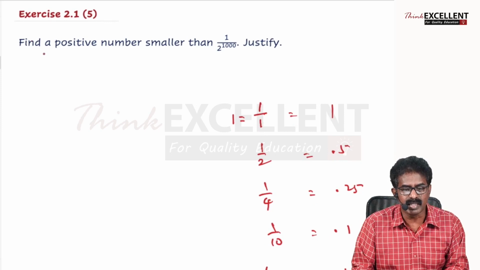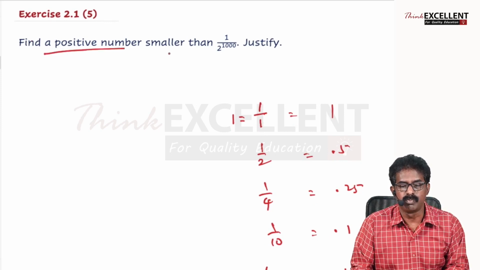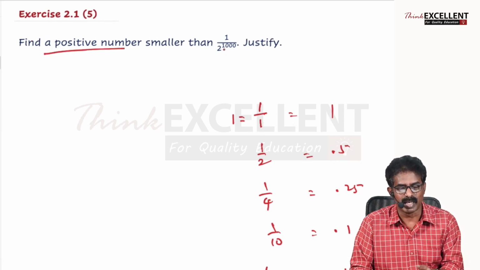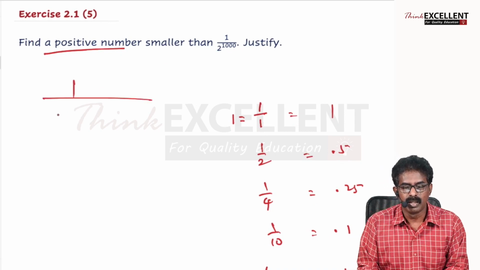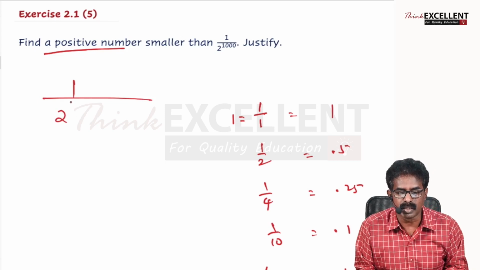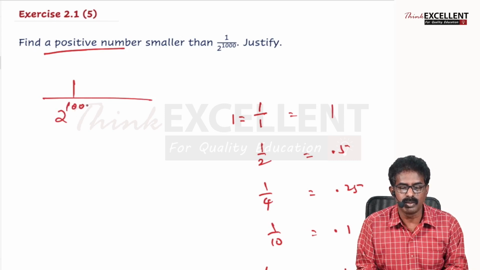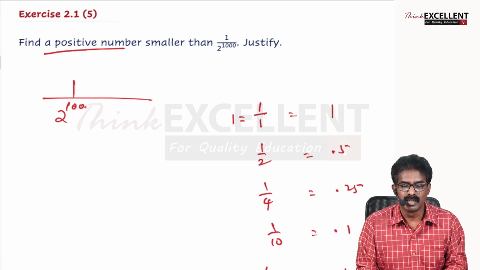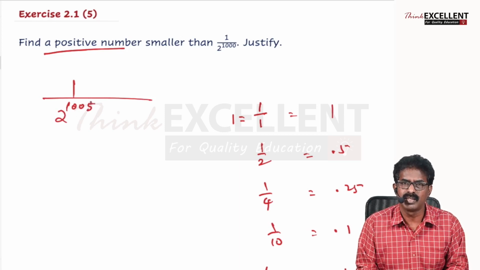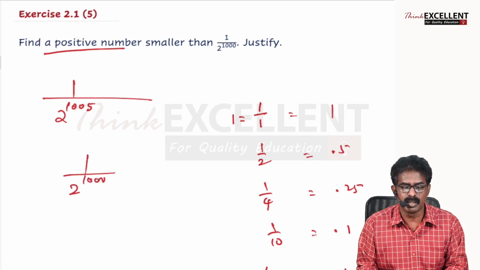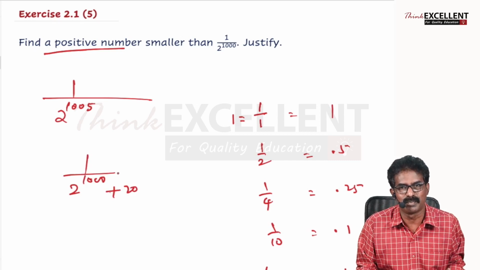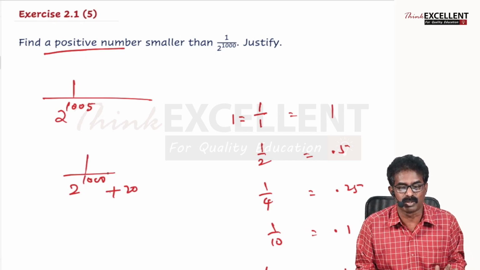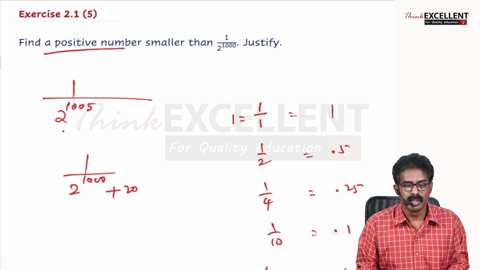So here, find a positive number smaller than this. We have to find a number smaller than this. Very, very simple. The denominator is 2 raised to what they wrote, 1000. What do you do? I asked you to increase, right? They wrote 1000, you write 1005, or 2000, or you put plus 20. Whatever it is, the denominator should be increased. That's all. The numerator stays as it is, a positive value. So you can give any example.